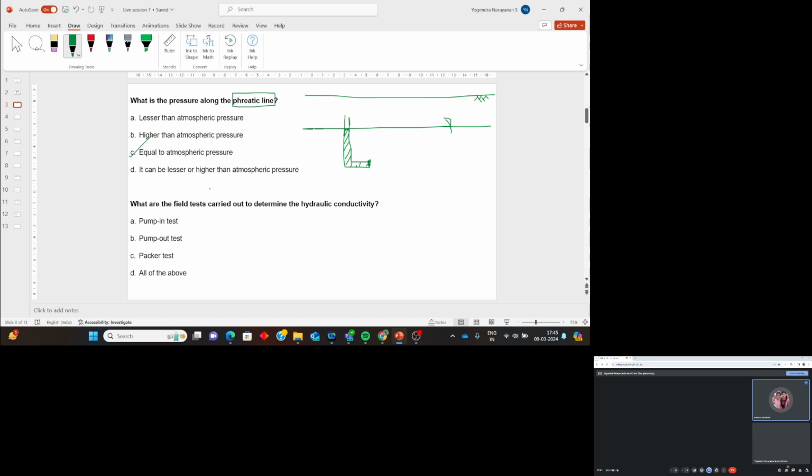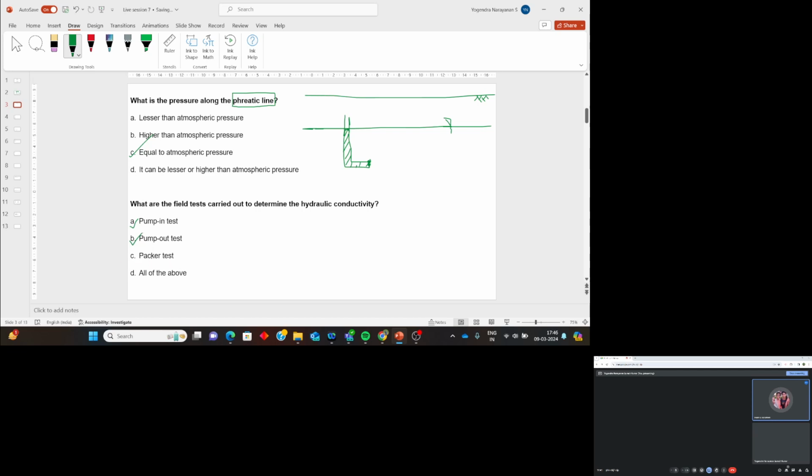What are the field tests carried out to determine the hydraulic conductivity? This is a fairly simple, straightforward question. Pump in, pump out. Yes, pumping in and pumping out tests are there.